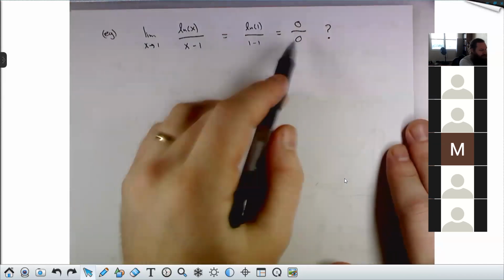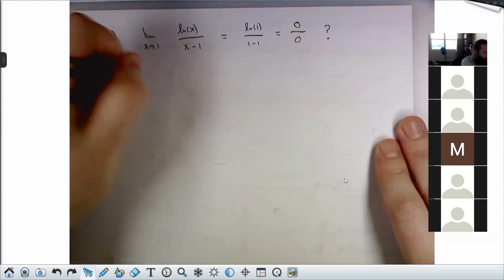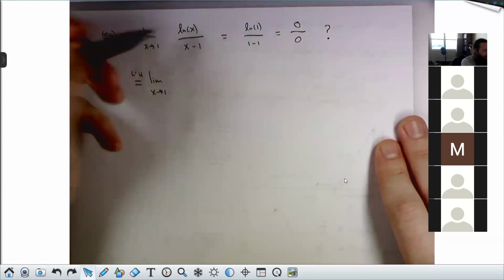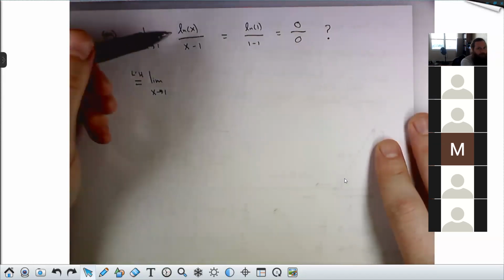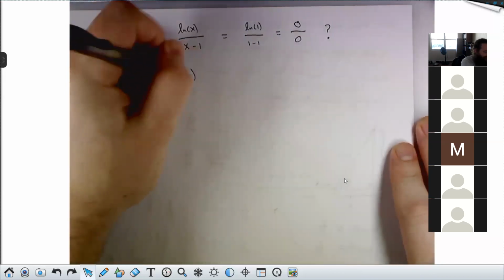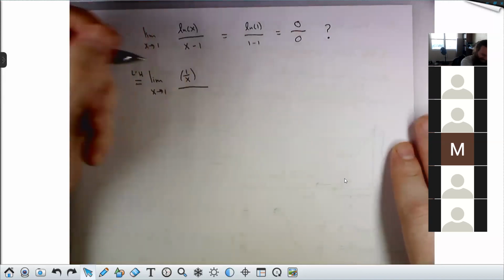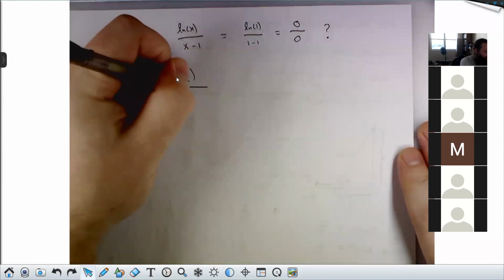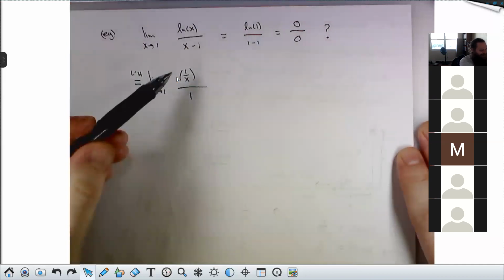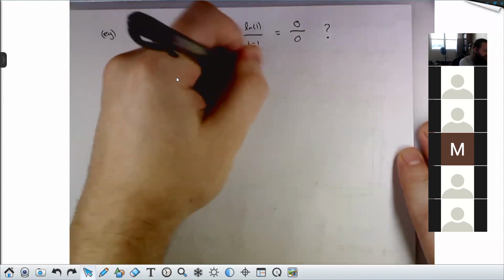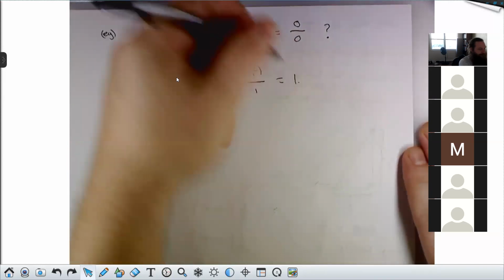But since this is looking like 0 over 0, I can say, okay, by L'Hopital's rule, this is equal to the limit as x goes to 1 of the derivative of the top over the derivative of the bottom. What's the derivative of ln x? 1 over x. Good. And the derivative of the bottom? 1 minus 0, or just 1. So as x goes to 1, what is this ratio doing now? This is 1 over 1 divided by 1, which is just 1.